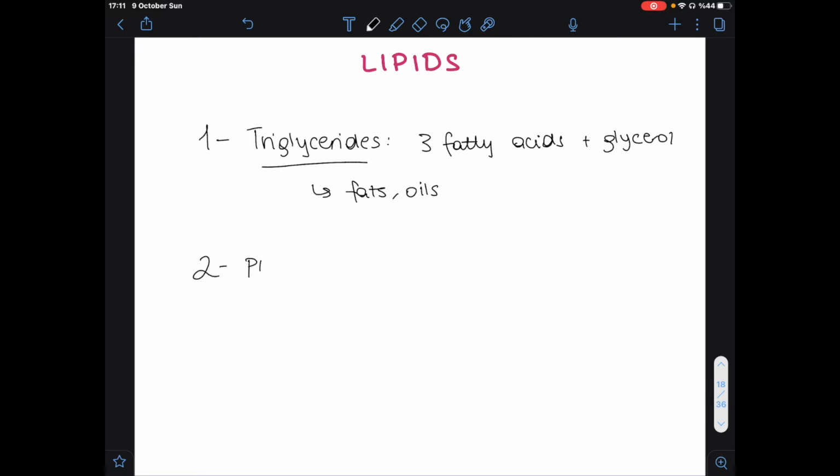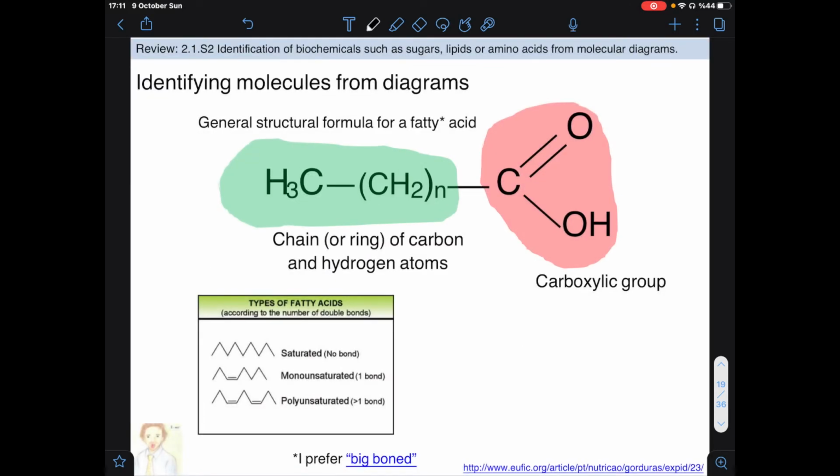And the second type of lipids is phospholipids, which are found in the cell membrane. And the final type of lipid is steroids, which can either be cholesterol or sex hormones such as testosterone or estrogen. So these are the three types of lipids.